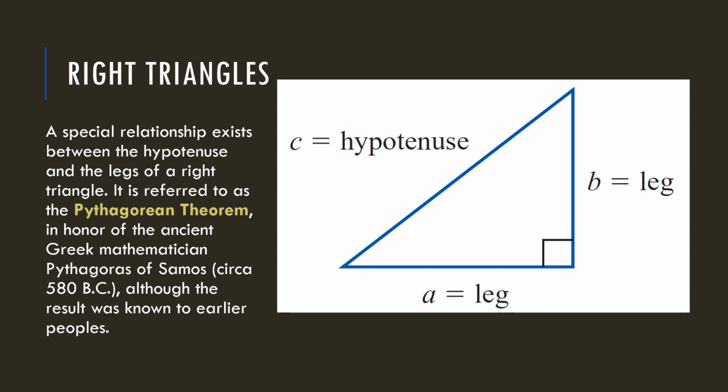A special relationship exists between the hypotenuse of a right triangle and the legs. This special relationship is called the Pythagorean theorem. It's named for a Greek mathematician named Pythagoras, but this is not the person who discovered the Pythagorean theorem, as you might think, since it's named after him. A lot of people knew about the Pythagorean theorem before Pythagoras. It's just named for him because he popularized it.